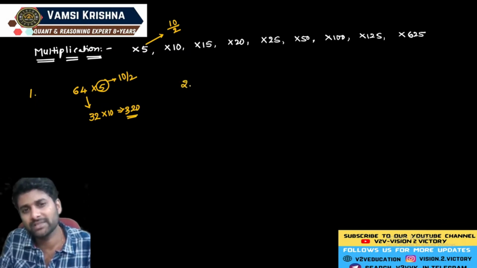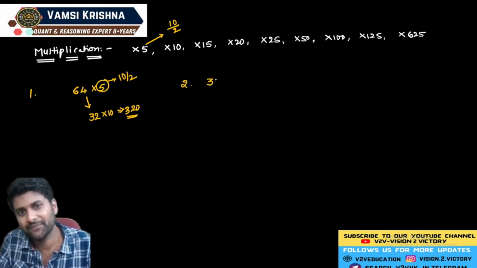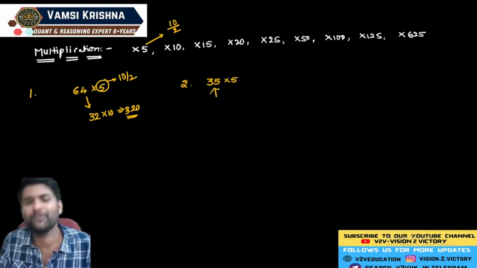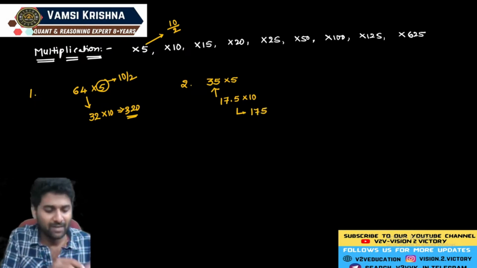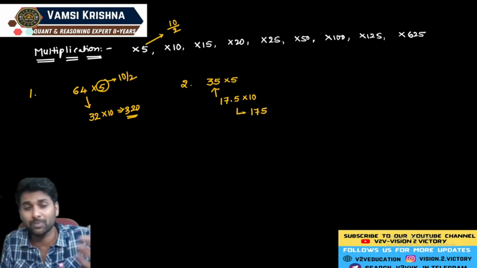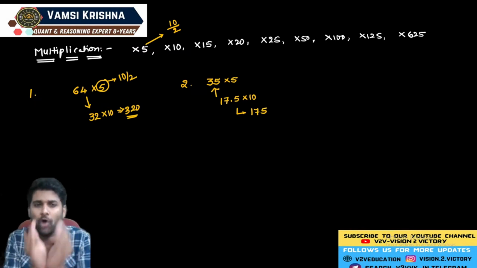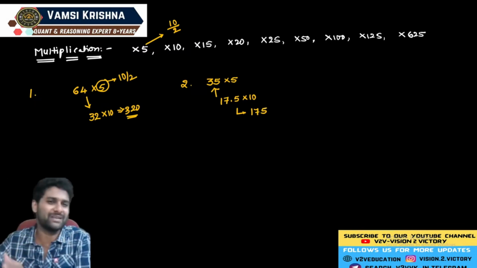Let me tell you one more example to understand in a better way. If 35 is multiplied by 5, take it as half of 35. Half of 35, you already know, is 17.5. If you multiply it by 10, then it becomes 175. If any even number or odd number is multiplied by 5, take the half value and multiply it by 10. It becomes the resultant.